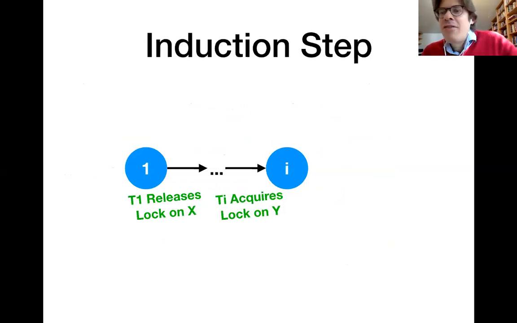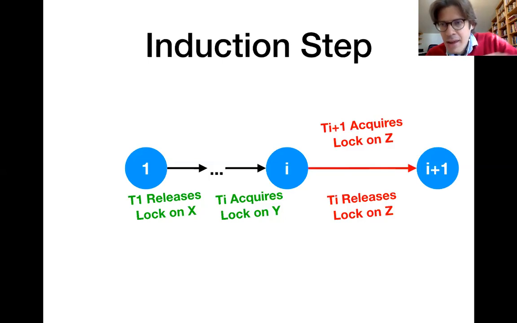Now let's say that we have proven things for pairs of length up to I. And now we want to prove that this implies that it also holds for pairs that are one step longer. So here we want to extend from pairs with I nodes to pairs with I plus 1 nodes.